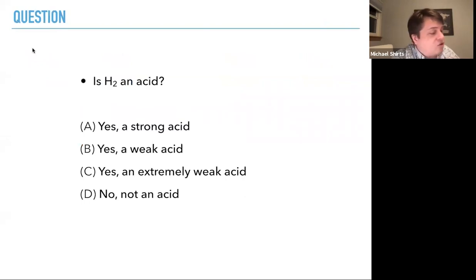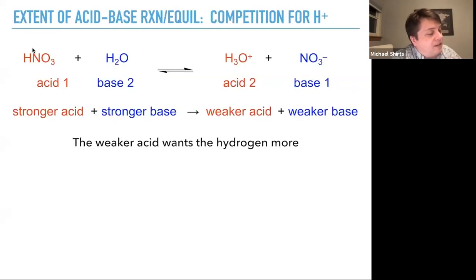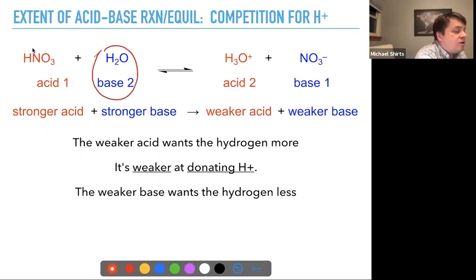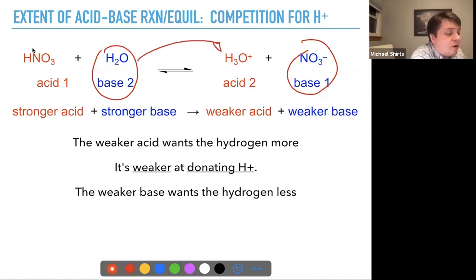The same way goes the stronger. The stronger acid wants the hydrogen less. A really strong acid wants nothing to do with the hydrogen, it wants to give it away as fast as it can. And then a stronger base would want the hydrogen more. H2O in this reaction is a stronger base than NO3 minus, the nitrate, because the stronger base wants the hydrogen more, and so we end up with more H3O plus because H2O wanted the hydrogen more than NO3 minus.